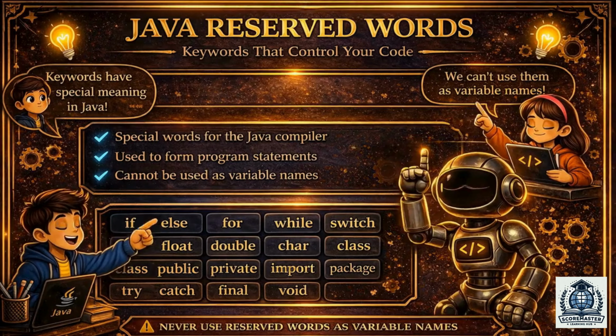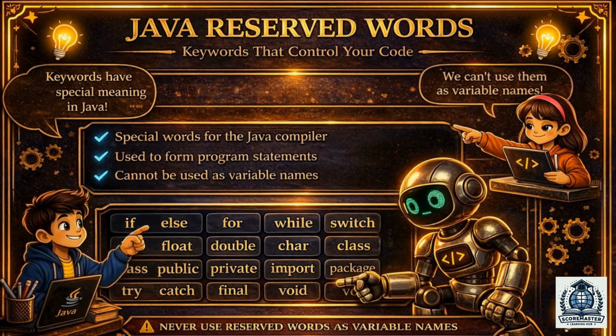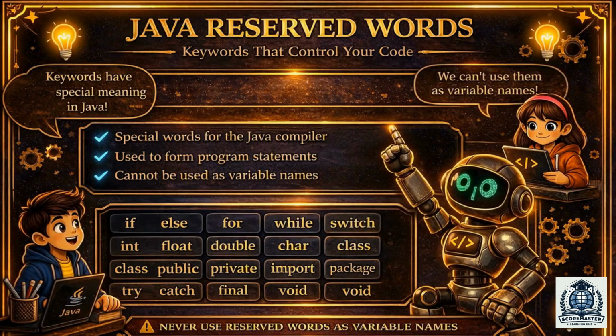Java reserved words are special keywords used to write programs. They have fixed meanings and cannot be used as variable names. Learning these keywords helps you write correct and error-free Java code.